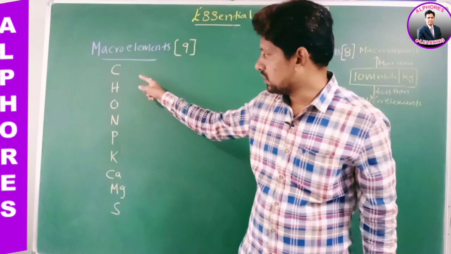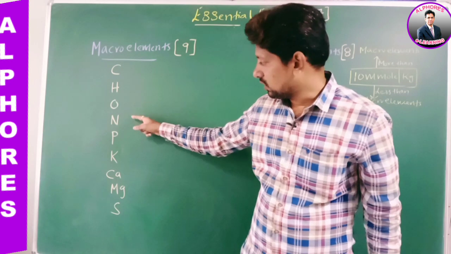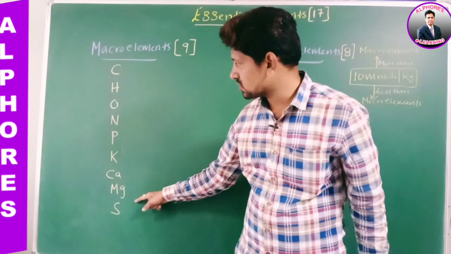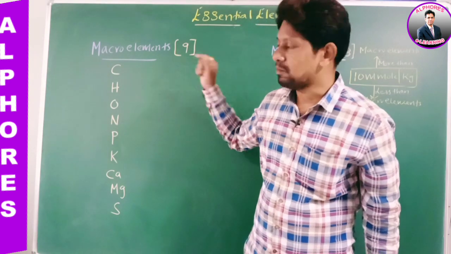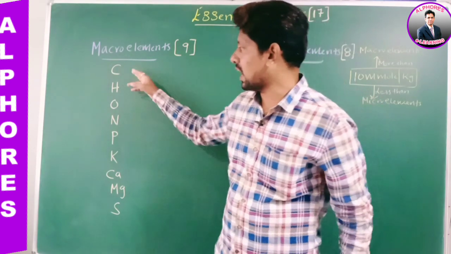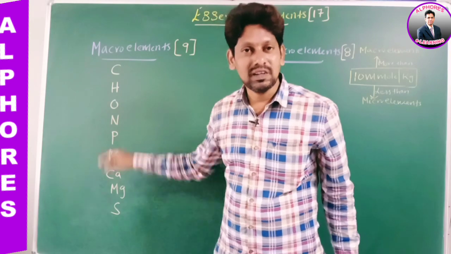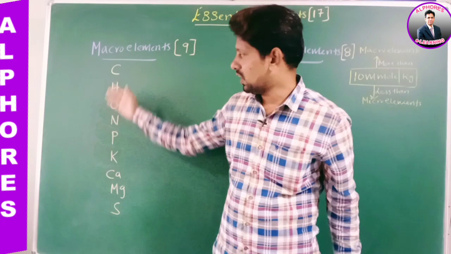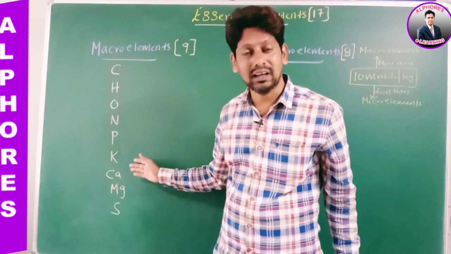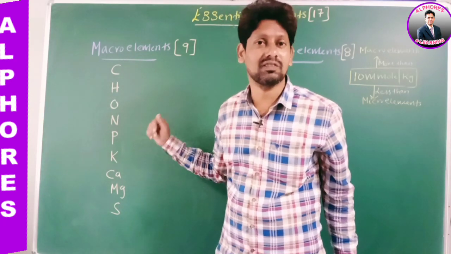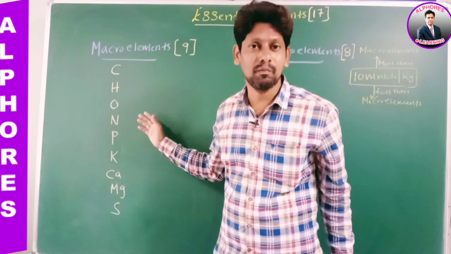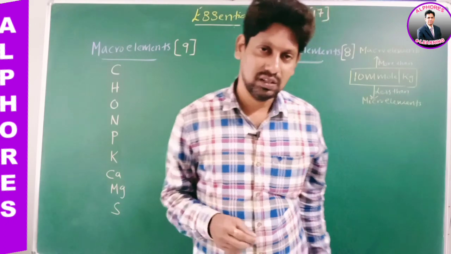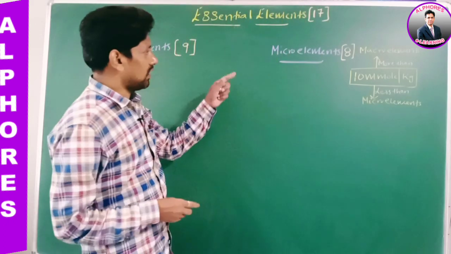Carbon, hydrogen, oxygen, nitrogen, phosphorus, potassium, calcium, magnesium, sulfur. These are macro elements. If you take carbon, it is a macro element. It means it is required in large quantities for growth and development of the plant. All these 9 macro elements are required in large quantities, more than 10 mole per kg. Now go for micro elements.